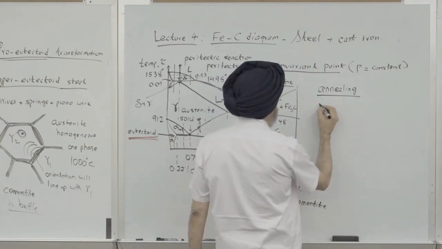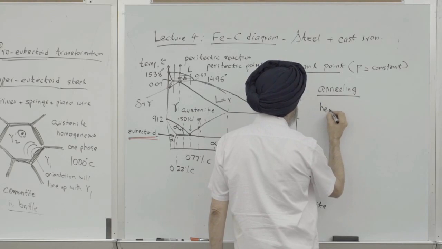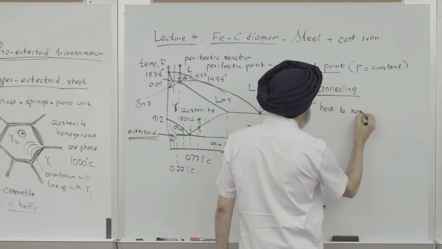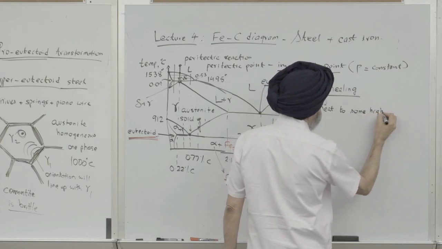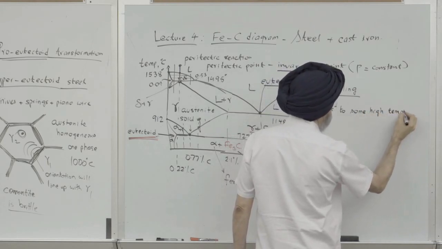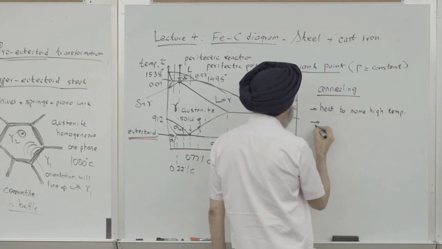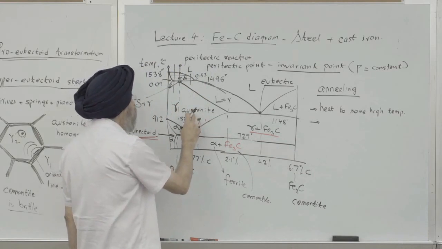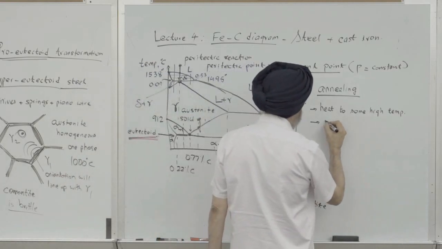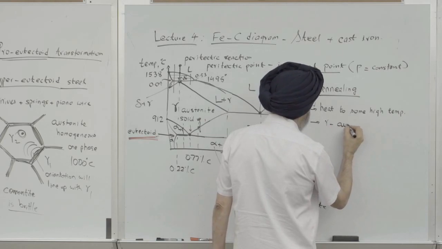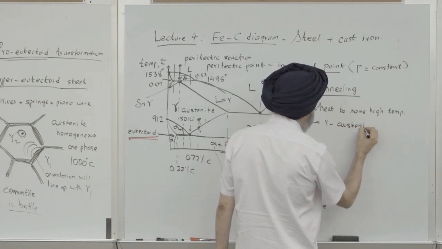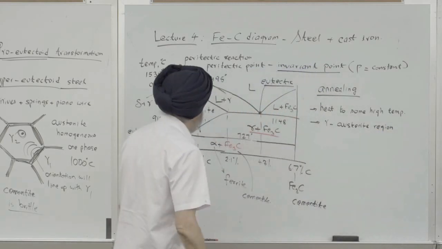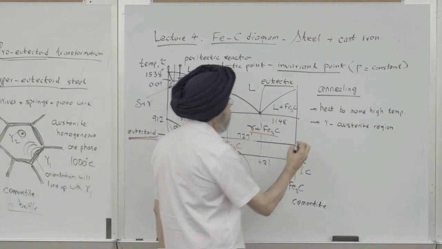Annealing means you heat to some high temperature. For various metals, it can be different temperatures. For steel, you have to move into the gamma austenite region. So heat to gamma, actually gamma is austenite, so it's redundant. So heat to gamma austenite region. So you get in this range, and then you furnace cool.